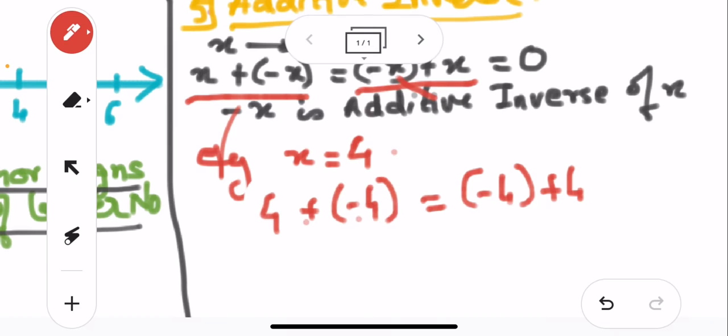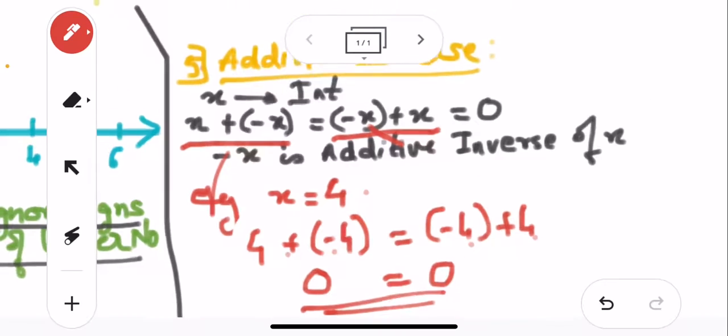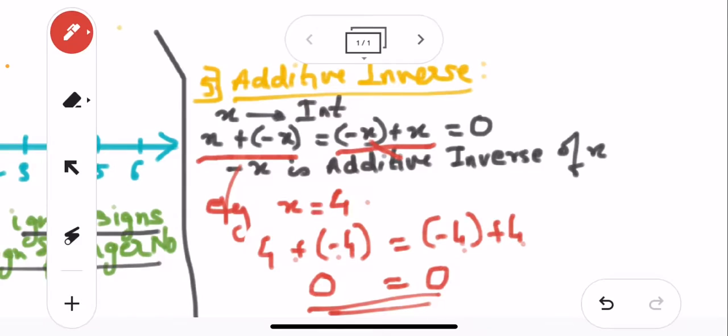Now minus plus, so we do minus. So 4 minus 4 is 0. Here minus 4 plus 4, so again 0. So my answer will be 0. So if you see, for additive inverse, that is 1 plus minus 1, or any integers if you take, and if you do, you get the answer as 0.